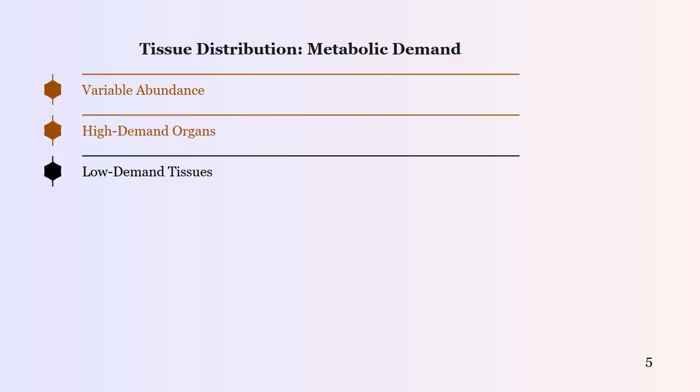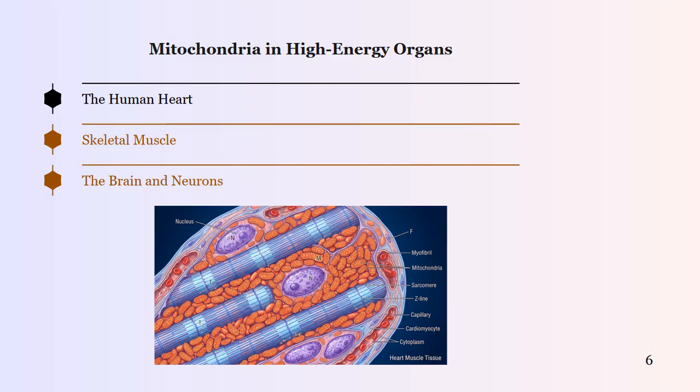Low-demand tissues. In contrast, structural or storage tissues with lower metabolic activity rates require far fewer mitochondria per cell. 6. Mitochondria in high-energy organs. The human heart cardiomyocytes are packed with mitochondria, occupying roughly 40% of the cell volume to power lifelong continuous pumping.